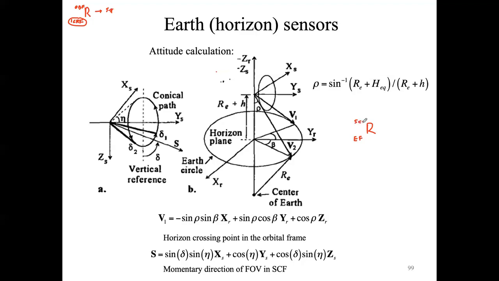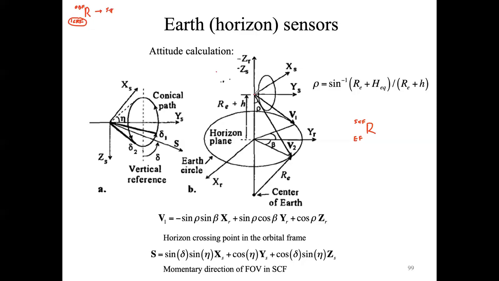sensor, SCF frame. So basically, what we want to do here is to determine the attitude of the spacecraft with respect to that reference frame. This Earth reference frame is not fixed to the Earth, but basically what we need to consider is that it could be, for example, the orbital reference frame of the spacecraft.